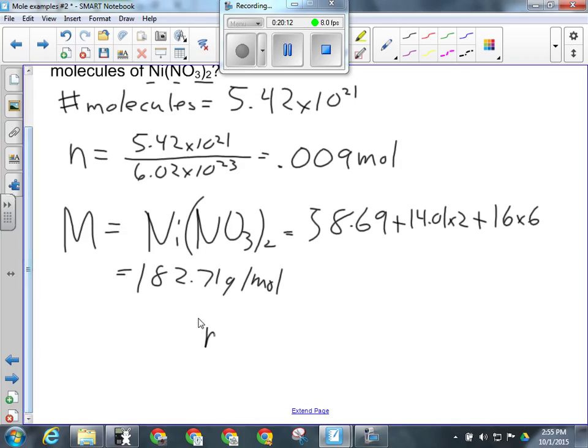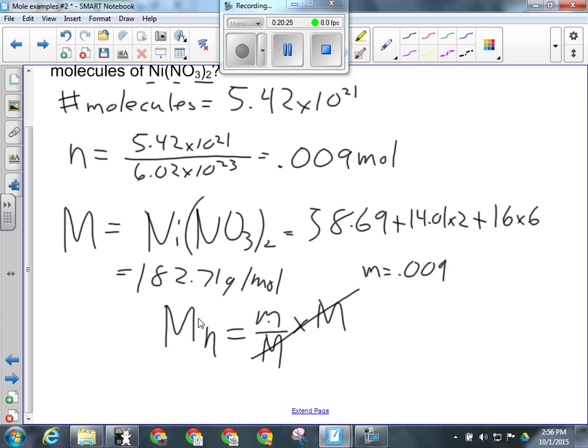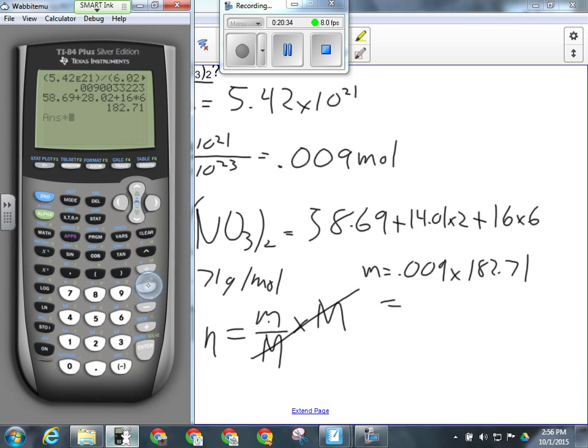So next step then is to calculate our mass. The mole equation sets up like this. I want to isolate little m, so I do that by multiplying both sides by capital M. So little m will equal 0.009, the number of moles, multiplied by 182.71, the molar mass. We're obviously not going to have very much of this. 1.64 grams. So yeah, we didn't have very much of it.